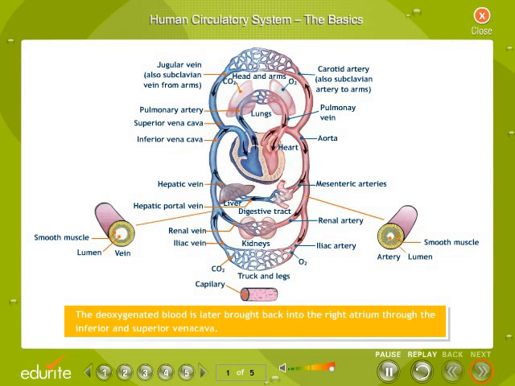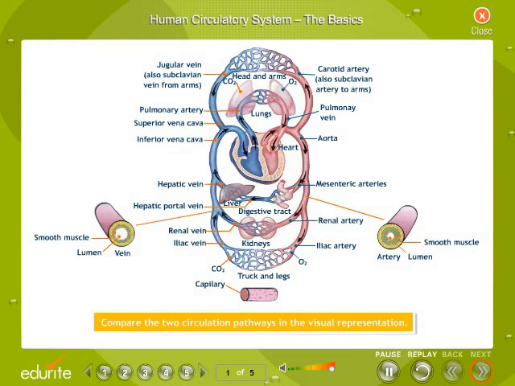The deoxygenated blood is later brought back into the right atrium through the inferior and superior vena cava. Compare the two circulation pathways in the visual representation.